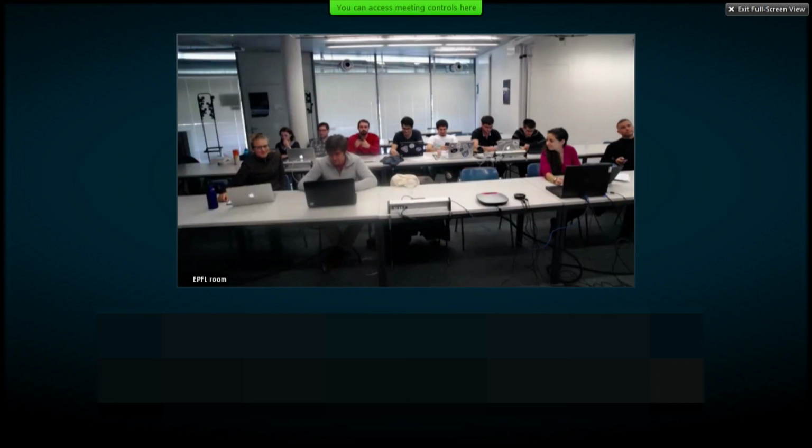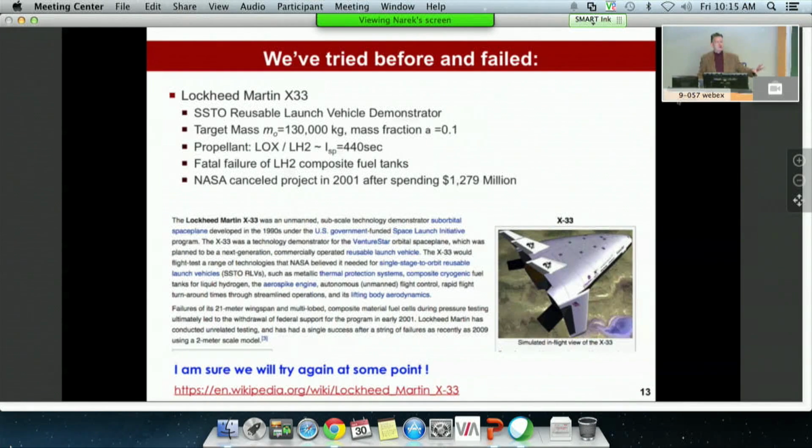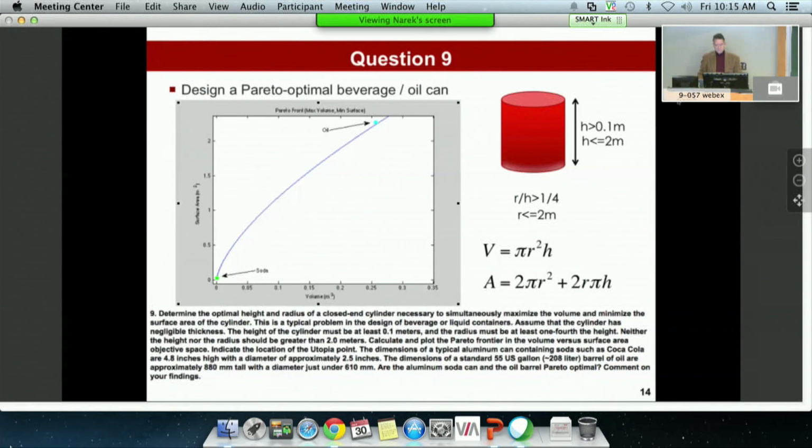Okay. Thanks. All right, so if you want to read more about the X33, the Wikipedia article is pretty good, and there's a lot. So just to say, I think we're going to try this again. I think there's going to be new efforts. Composite materials have come a long way. Composite manufacturing, 15 years later, we might try this again pretty soon.